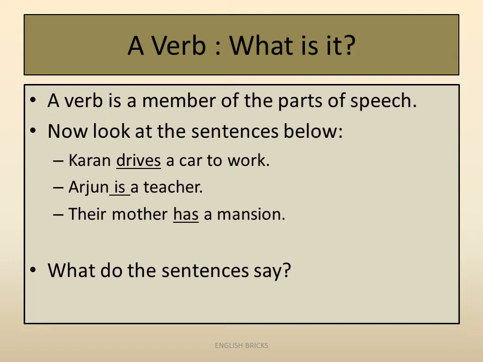Now look at these sentences and look specifically at those words which are underlined. Karan drives a car to work. What does Karan do? He drives, right? Arjun is a teacher. What is Arjun? He's a teacher. Their mother has a mansion. What does their mother have? A mansion. So, what do these sentences say? They give you information, certainly. We'll look at them at a much closer level now.